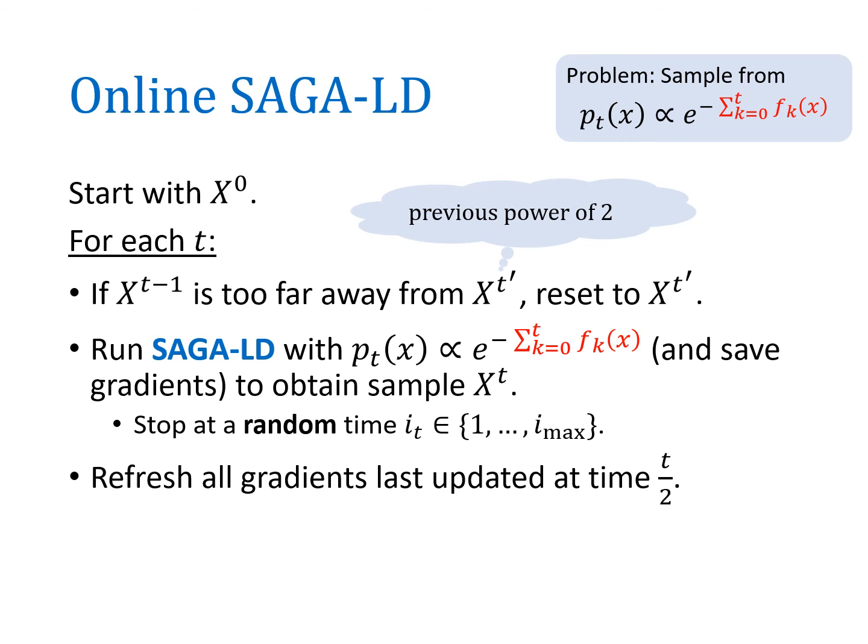We have to reset the point to a previous power of 2 when it's too far away from the mode. We have to end at a random time, and we also have to force a refresh of gradients that have not been updated recently.